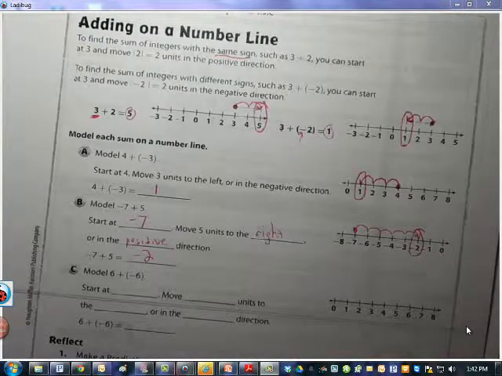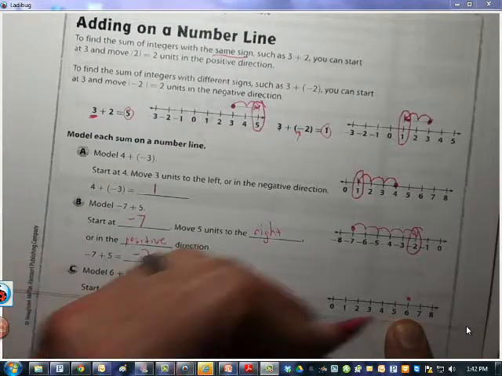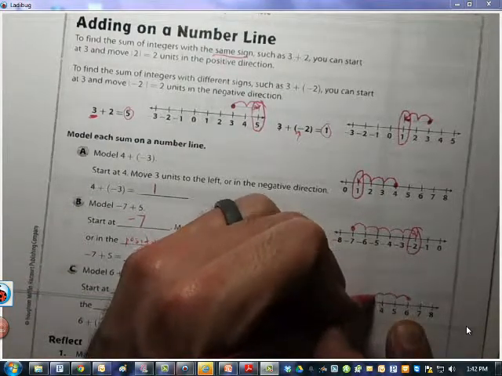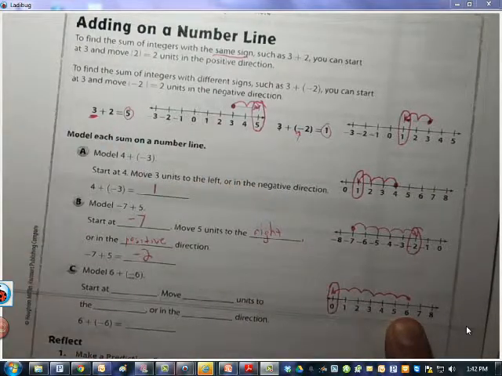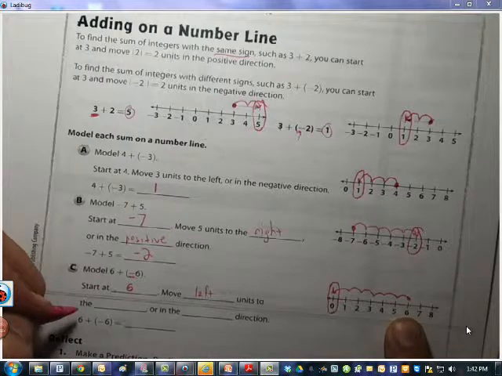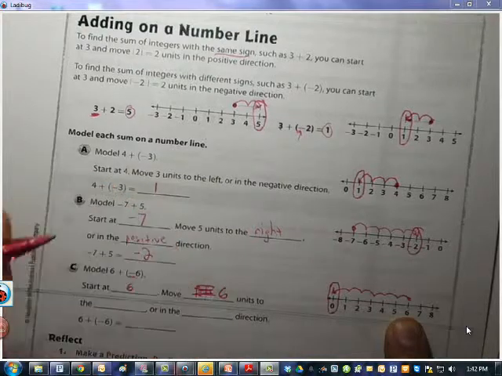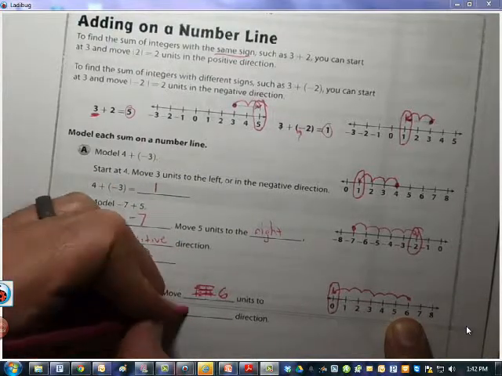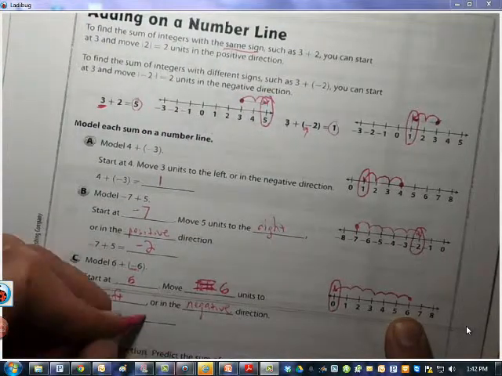Now, with C, we're going to model 6 plus negative 6. So we start at 6, that's our first addend. And we're going to move it 6 units, but in the negative direction. So we're going to go to the left. 1, 2, 3, 4, 5, 6. Circle it. There's our answer. Okay, so we start at 6, move 6 units to the left, or in the negative direction. 6 plus negative 6 is 0.